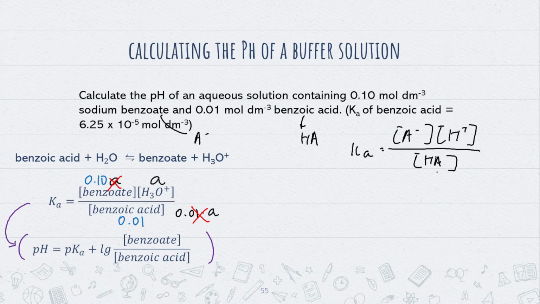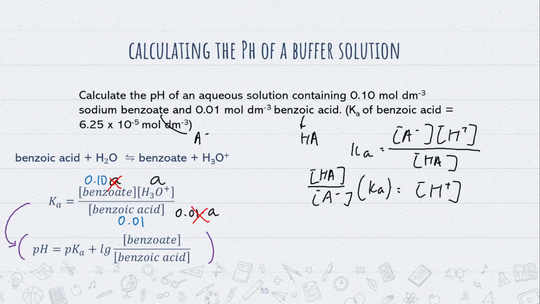So what are we actually doing here? Ultimately, we're trying to make H plus the subject of the formula. So if H plus is to be the subject, we multiply the HA concentration on both sides, because when you multiply on both sides, this will be cancelled out. And you divide by A minus on both sides. So the equation now will look something like this.